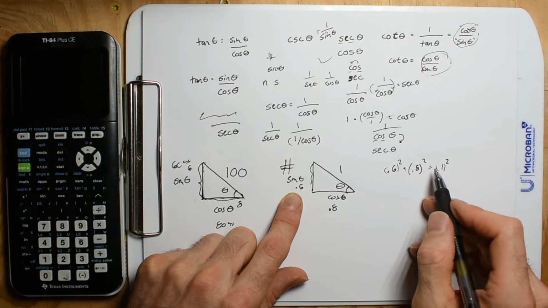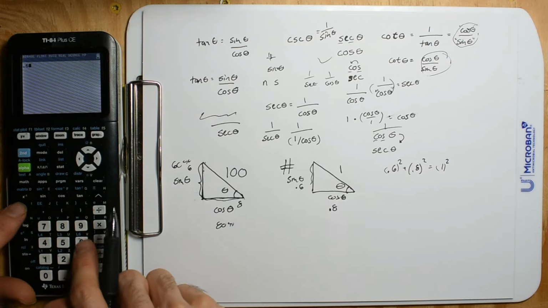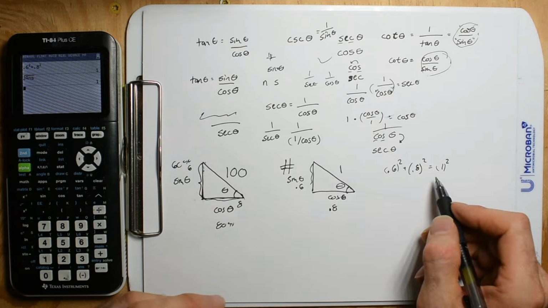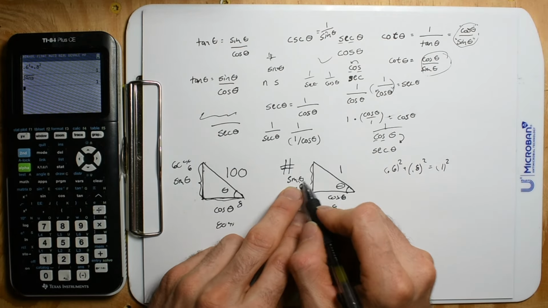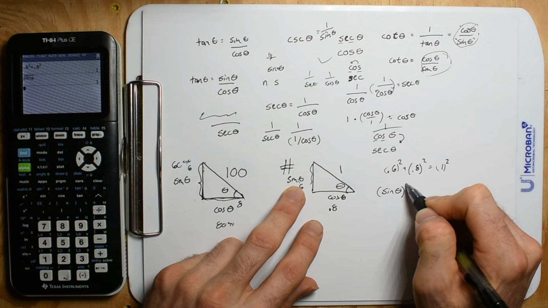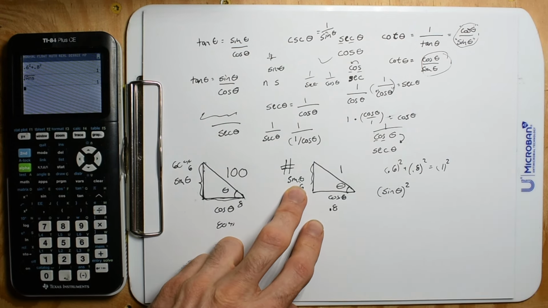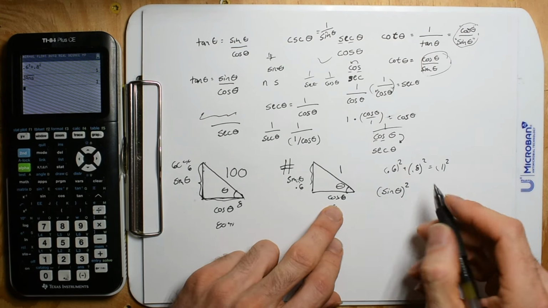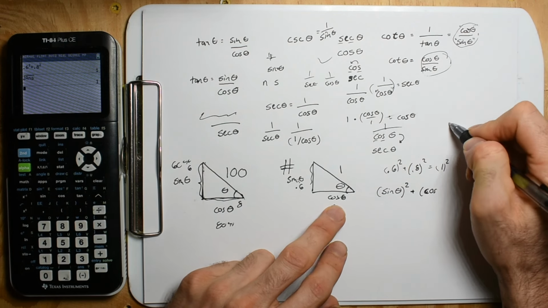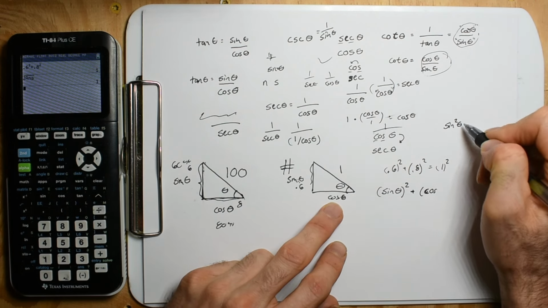Cool. And we can do that in our calculator. 0.6 squared plus 0.8 squared is 1. Square root of 1 is 1. But we can also do the same thing with sine. So we can say sine theta. And I would do it like this until you get really comfortable with writing it like that.